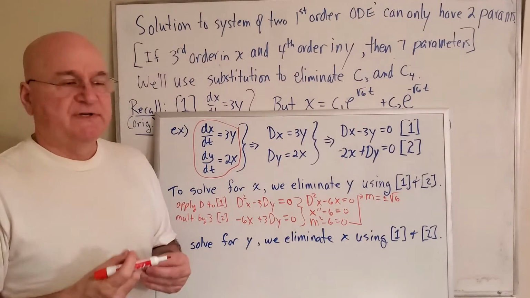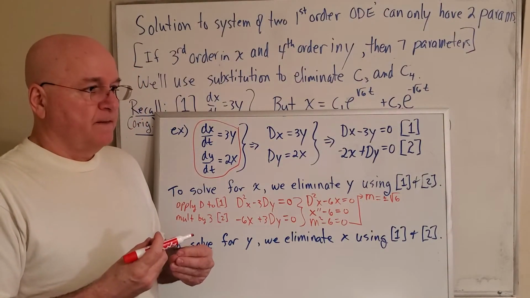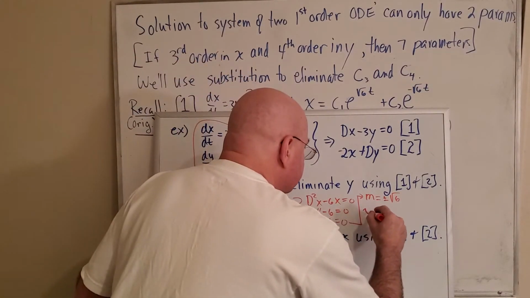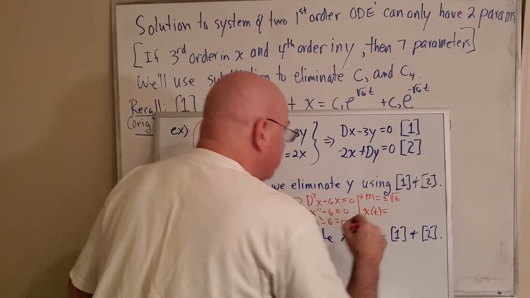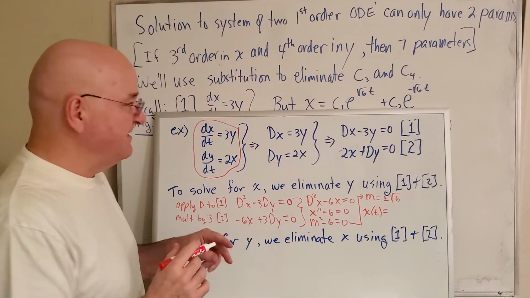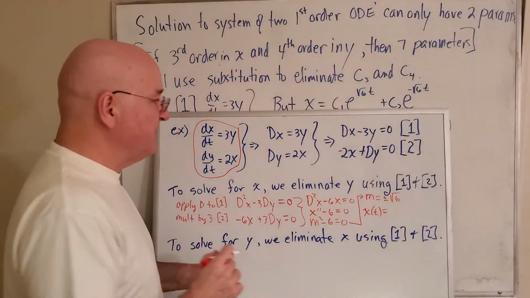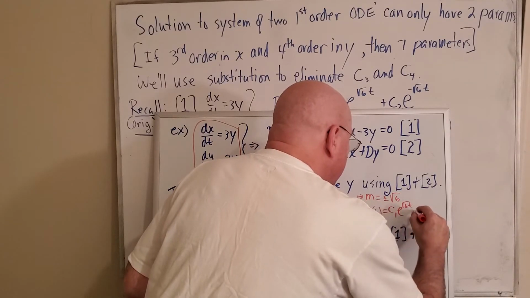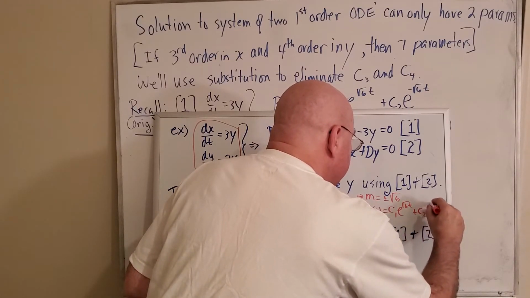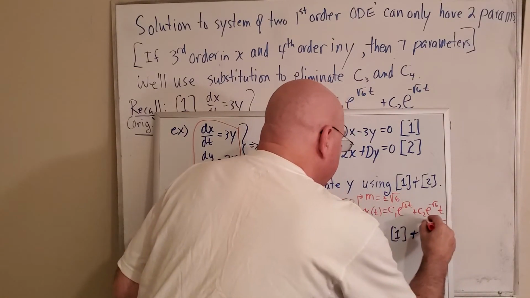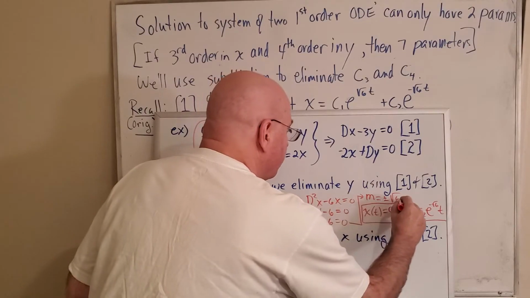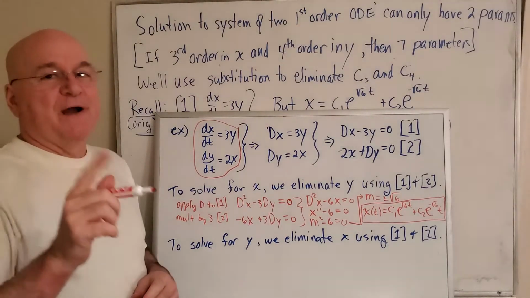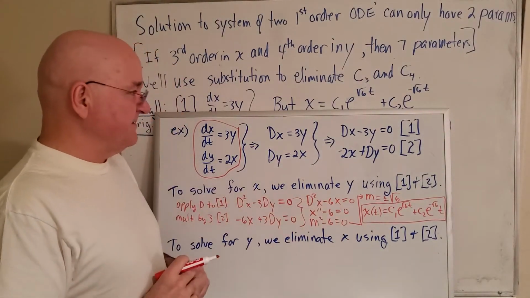We got two distinct roots. So that means we know the solution. x of t is equal to, hopefully you have this memorized, two distinct solutions to the characteristic equation means c1 e to the radical 6t plus c2 e to the negative radical 6t. So you might think we're halfway done. We're not quite. We did solve for x.